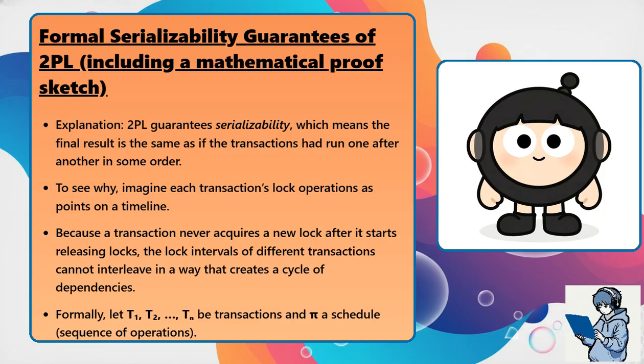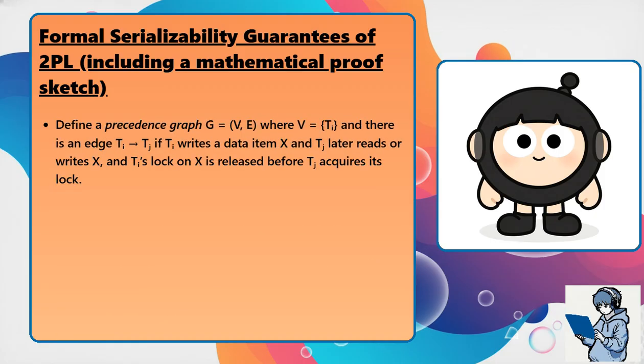Formally, let T1, T2, and so on, Tn be transactions and pi a schedule, a sequence of operations. Define a precedence graph G = (V, E), where V is the set of Ti, and there is an edge from Ti to Tj if Ti writes a data item X and Tj later reads or writes X, and Ti's lock on X is released before Tj acquires its lock.